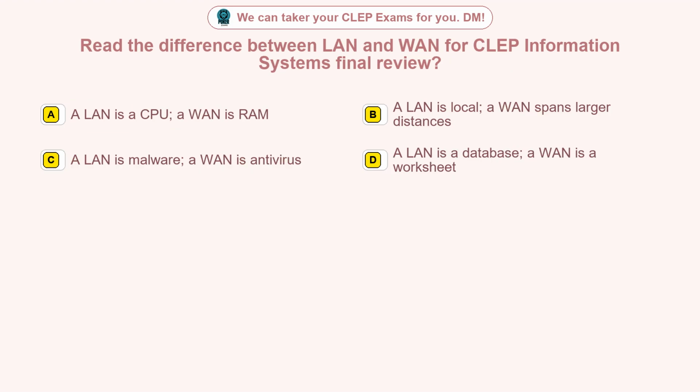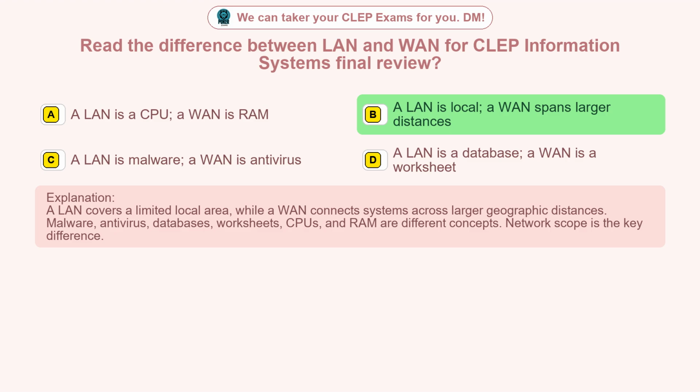Question 57. Read the difference between LAN and WAN for CLEP Information Systems final review. Option A. A LAN is a CPU, a WAN is RAM. Option B. A LAN is local, a WAN spans larger distances. Option C. A LAN is malware, a WAN is antivirus. Option D. A LAN is a database, a WAN is a worksheet. The correct answer is option B. A LAN is local, a WAN spans larger distances. A LAN covers a limited local area, while a WAN connects systems across larger geographic distances. Malware, antivirus, databases, worksheets, CPUs, and RAM are different concepts. Network scope is the key difference.